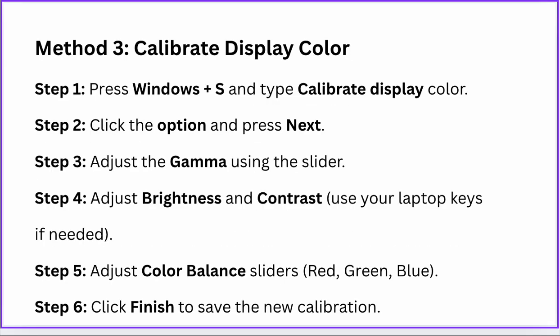After that, in the method 3, you can calibrate the display color. So press Window plus S and type calibrate display color. Then click the option and press next. Then adjust the gamma using the slider. And then adjust brightness and contrast. Use your laptop keys if needed. Then adjust color balance slider like red, green, blue. And click finish to save the new calibration.